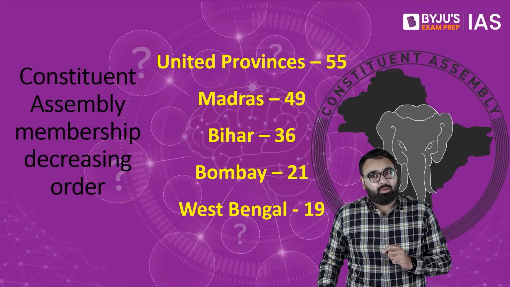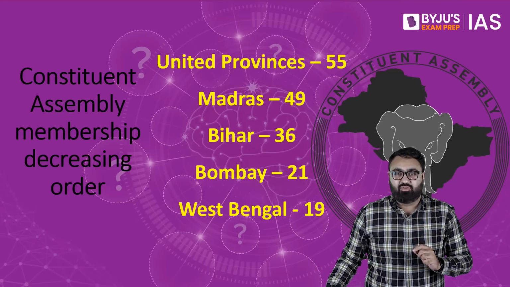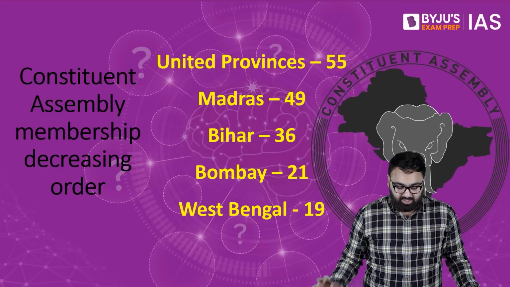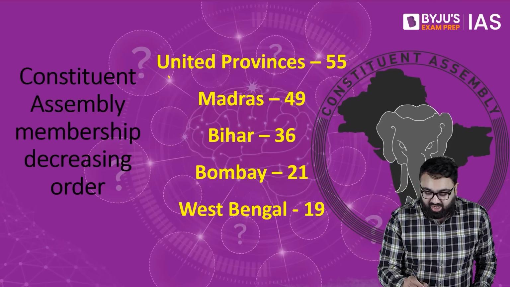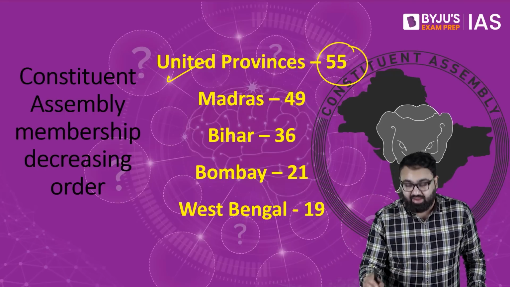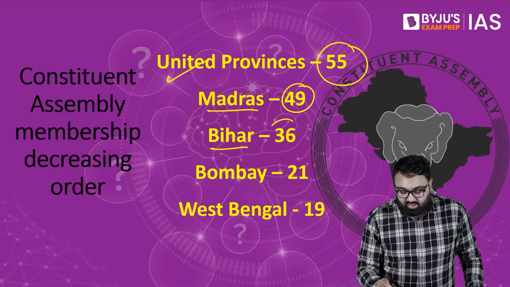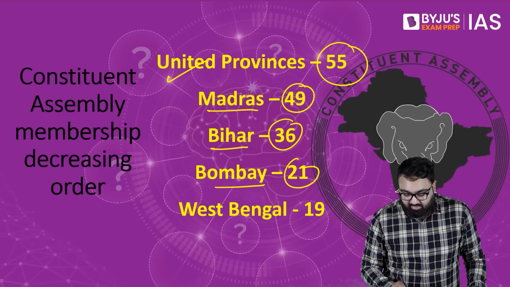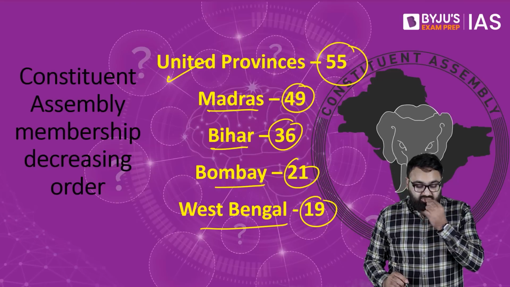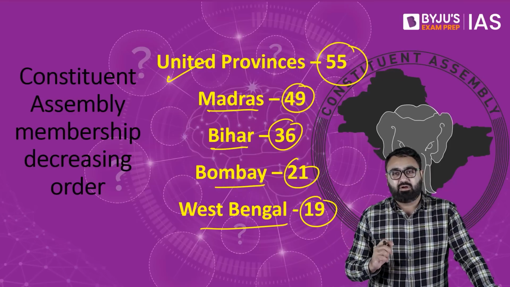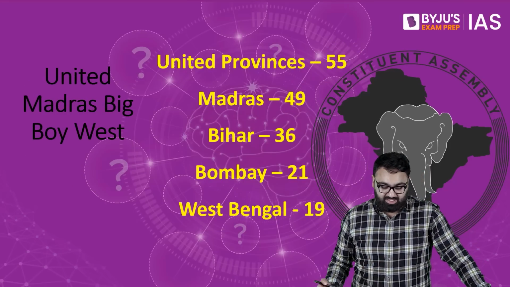So what we have to remember here is specifically those provinces from where most of the members were a part of the Constituent Assembly. The top 5 of these were the United Provinces, which had 55 members, Madras with 49 members, Bihar 36, Bombay 21, West Bengal 19. So these are at least the top 5 that you should remember as per their representation in the Constituent Assembly.